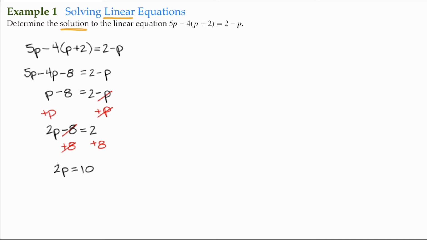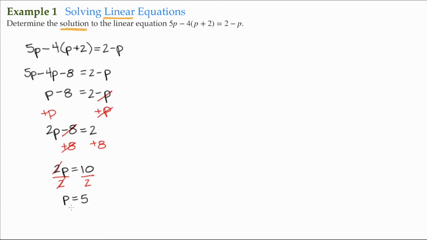Again, to get p by itself, I need to get rid of the coefficient here, 2. So we could either multiply both sides by the reciprocal of 2, and that would be multiply both sides by 1/2. Or we could simply just divide both sides by 2. 2p over 2, again, those factors are going to cancel. So I'm left with p is equal to 10 over 2, and 10 divided by 2 is 5.